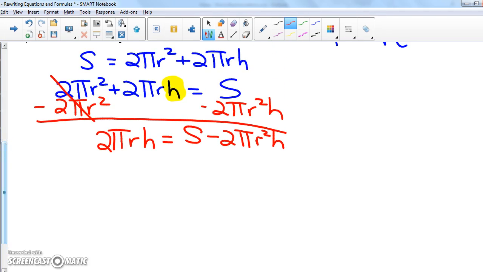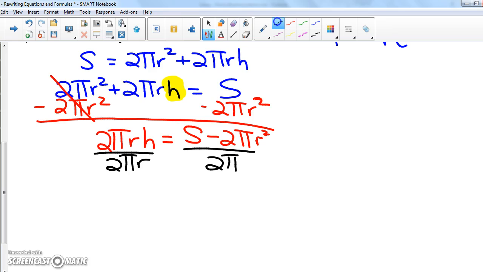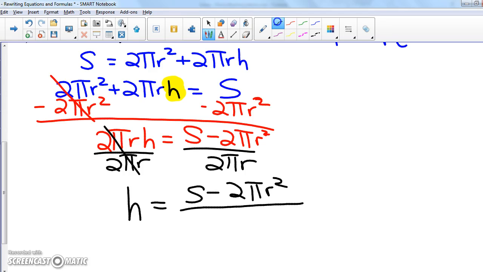All right, and now I need to get, sorry, my fault. I knew there was something going on weird there. There's no h. Okay, so now I need to get h by itself, and you'll notice all the stuff on the left is being multiplied, so I'm going to divide. Okay, and my answer is h equals s minus 2 pi r squared over 2 pi r. Same as before, that's all I need to do.